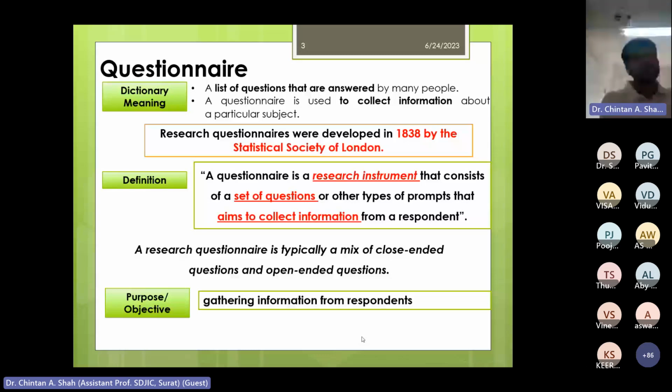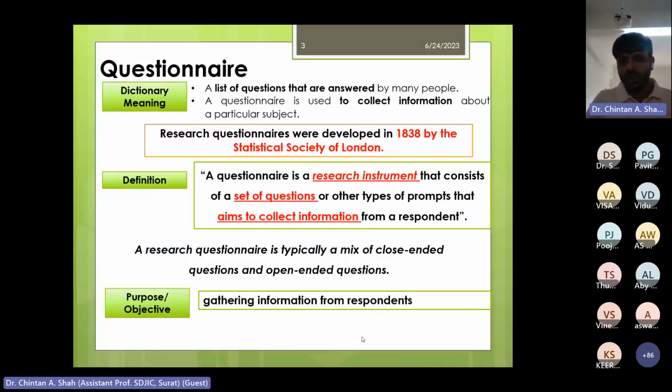Definition of questionnaire: a questionnaire is a research instrument that consists of a set of questions or other types of prompts that aim to collect information from the respondents. Our ultimate objective is to collect the information. For example, if I want to know the satisfaction level regarding the new beverages Reliance has just launched, I have to frame questions. Researchers have to frame certain questions related to that particular problem, and they can get the answer through respondents.